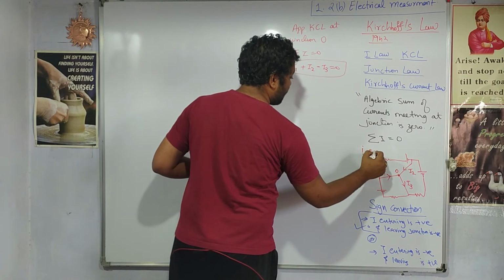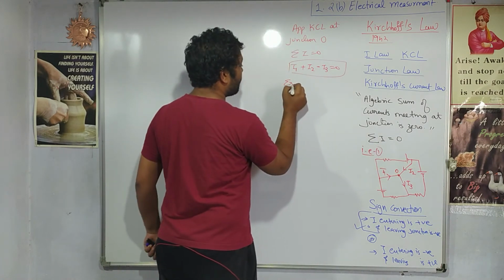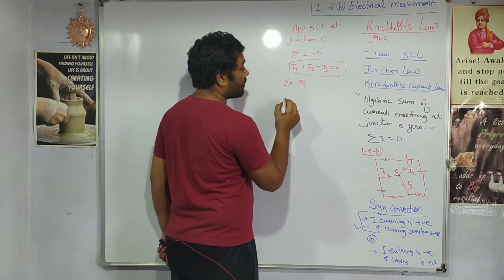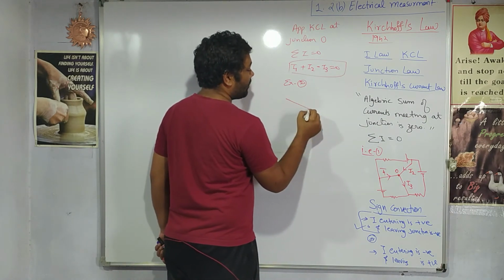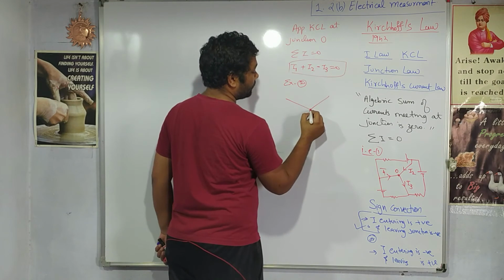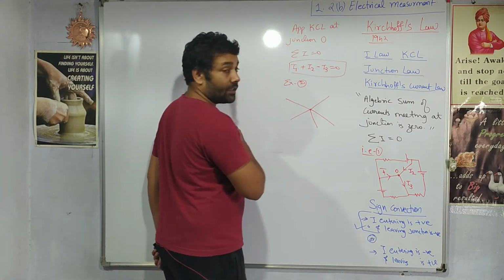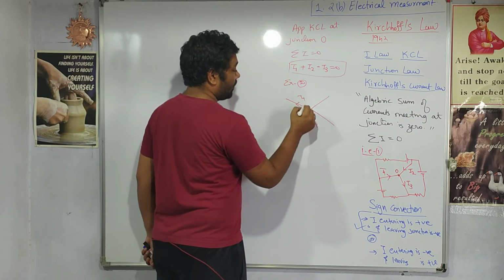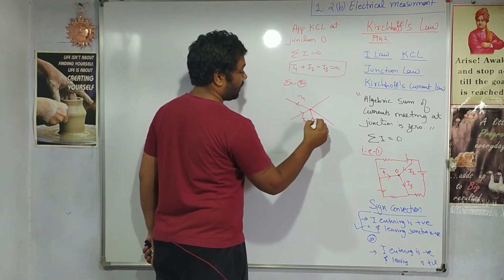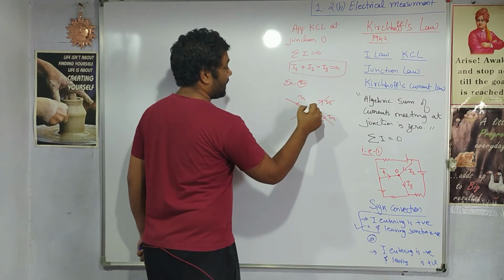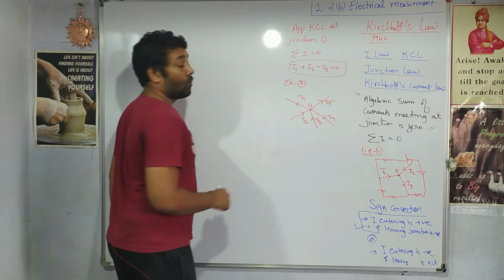Let us see one more example. This is example number 1, then we'll see example number 2, to understand Kirchhoff's current law. Let us say I have been given a junction, right? Here this is a junction at which 5 different currents are meeting. Let us say this junction is named as O.